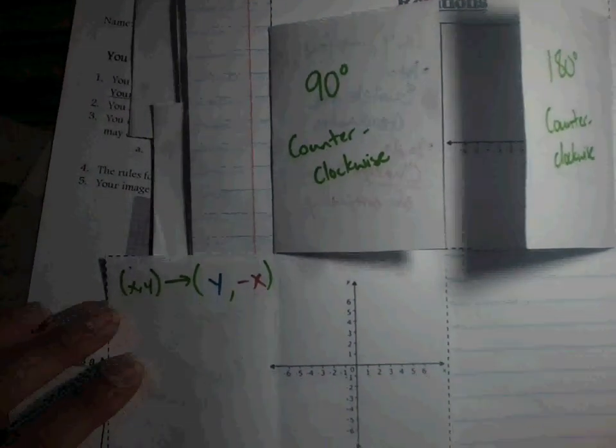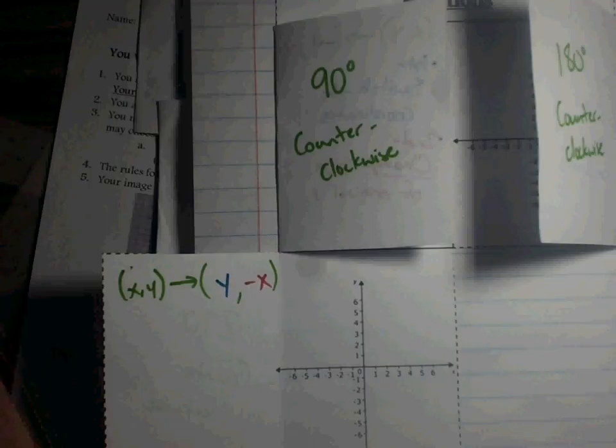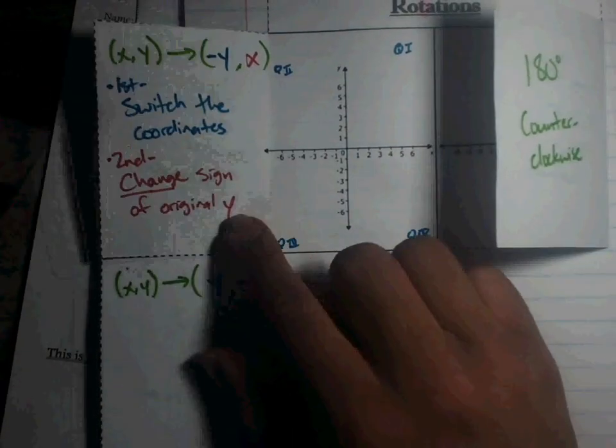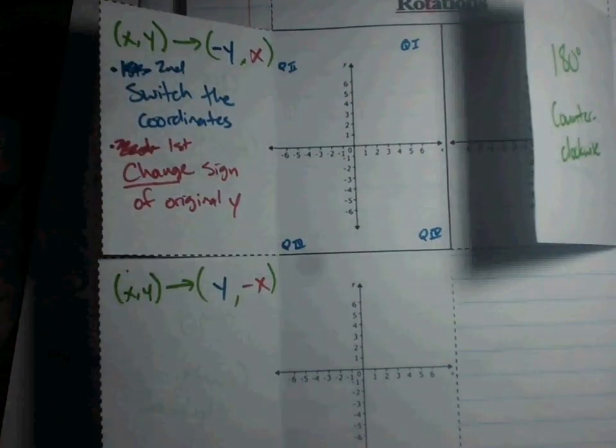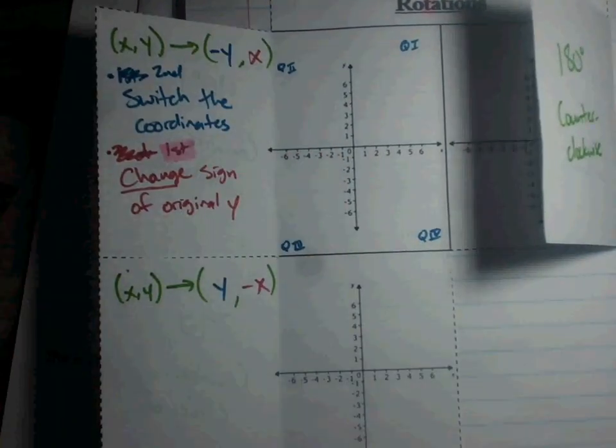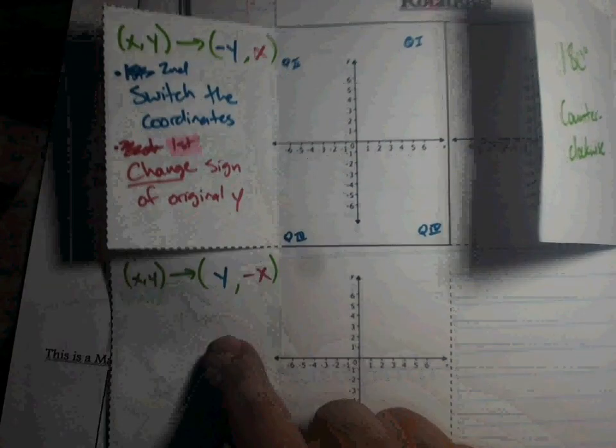Ah, that's right. So I made a mistake up here, but either way, we're just going to flip these two. So this is actually going to be second, and this is actually going to be first. All right, so my bad, my mistake. Make sure you do this part first. Change the sign of your y and then switch the coordinates. So I'm going to fix that on here, right?